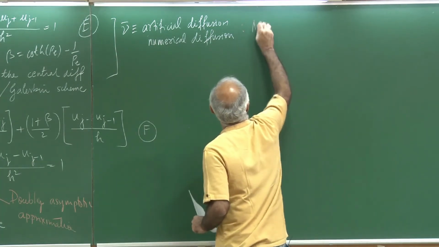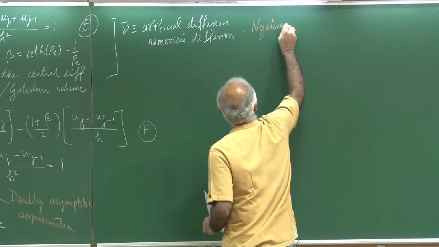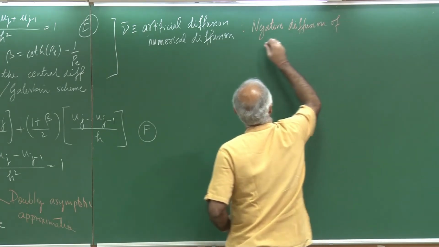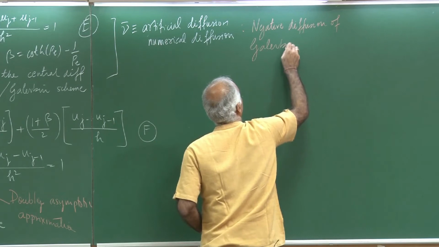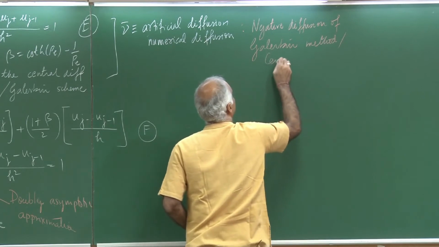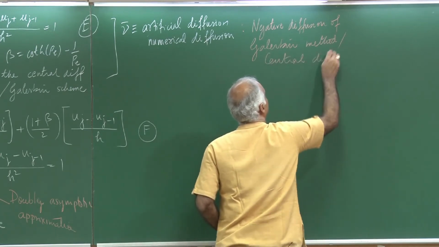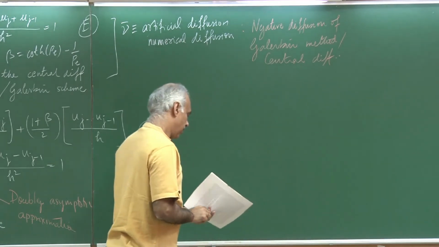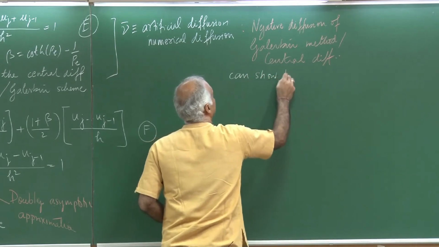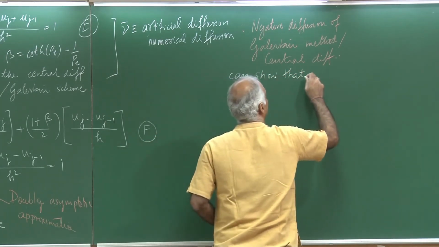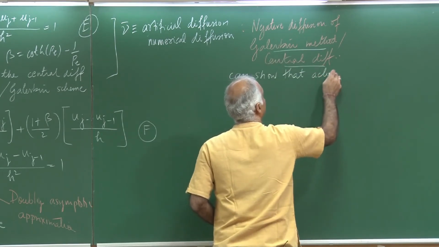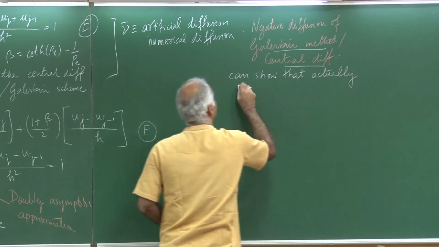So we'll talk about the negative diffusion of the Galerkin method or the central difference. We can show that the Galerkin method or the central difference method actually solves the following equation.